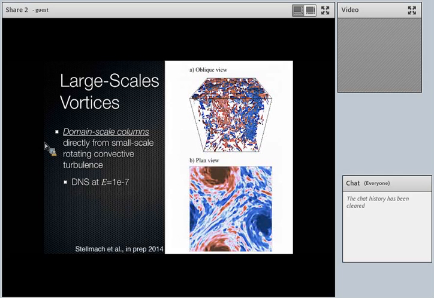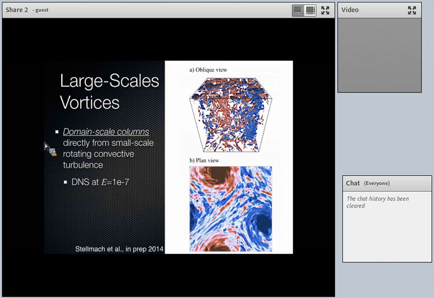Okay, now those results are from these asymptotically reduced models, but I want to point out that the same physics emerges in direct numerical simulations. This is a box model from Stefan Stellmach, so it's rapidly rotating Boussinesq convection at an Ekman number of 10 to the minus 7, so about 3 orders of magnitude weaker viscous force relative to Coriolis force in this simulation than in the median dynamo models, which are at about 10 to the minus 4.